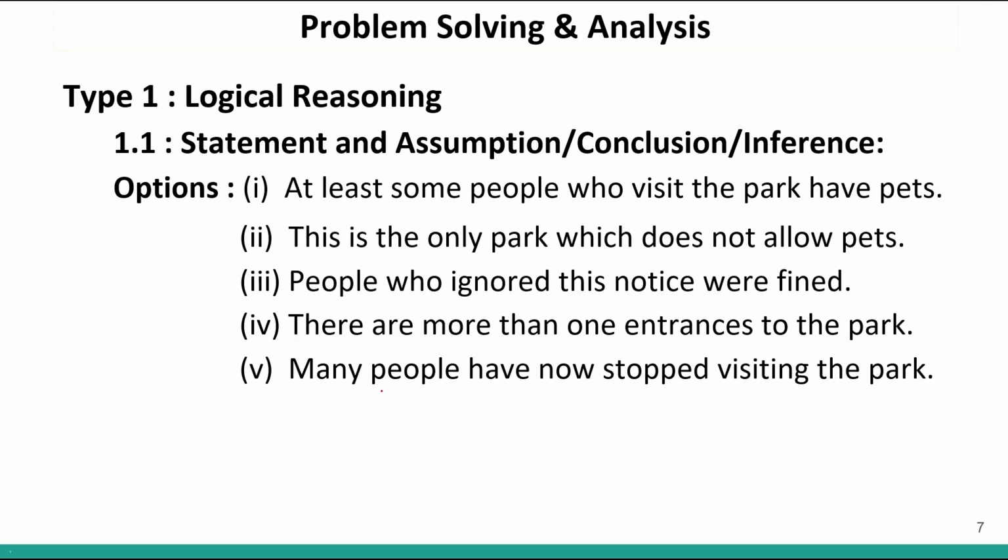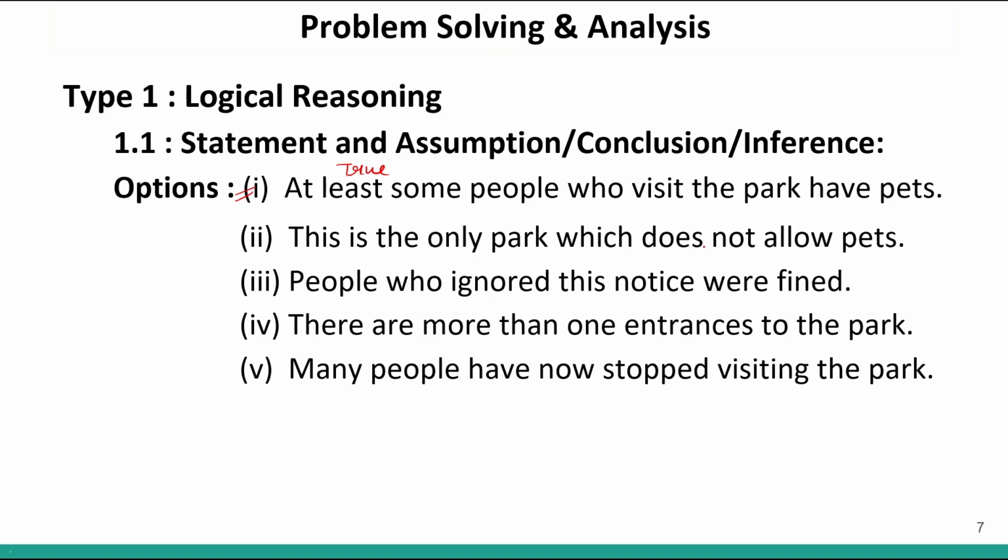The assumptions given to us are: at least some people who visit the park have pets. Now, if a notice has been put up that pets are not allowed, that means some people, a few people, do bring their pets, and we have to stop them from bringing pets to the park. So this assumption will be true because at least some people have pets and they are visiting the park. Therefore, that warning has been put up.